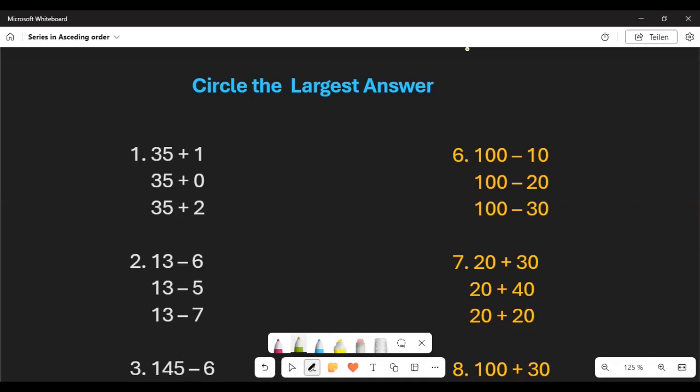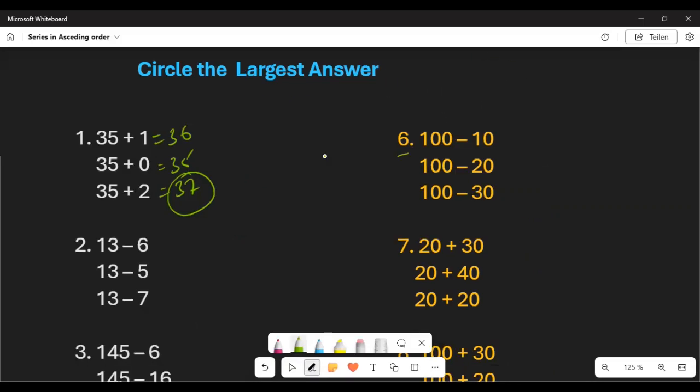So now let's start with A. In this case, we have 35, and the first thing you have to do is compute the numbers. Here we have 35 plus 1, that's going to give us 36, and 35 plus 0 gives us 35, and then 35 plus 2 gives us 37. The next thing you have to do is find out which one of all these is the largest. So we have 35, 36, 37, and 37 is the largest. Okay, so that's what we're going to do.